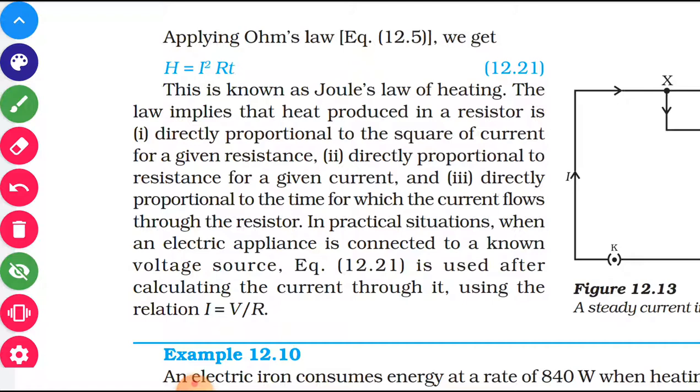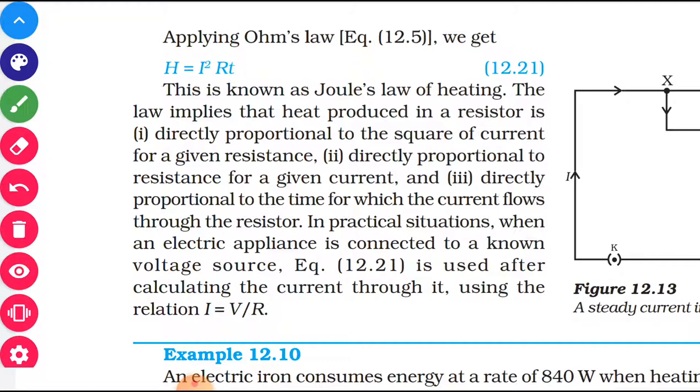The law implies that the heat produced in the resistor is directly proportional to the square of the electric current for a given resistance. It is directly proportional to the resistance for a given current. If more resistance is there, then for a given current more heat will be produced. And it is directly proportional to the time duration for which the current flows through the resistor. If you have more time duration, then more heat will be produced.